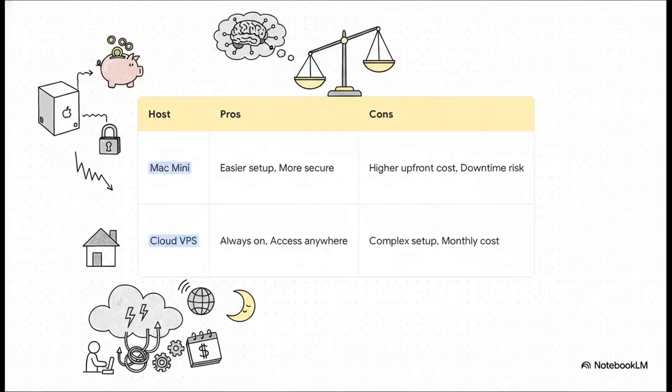So what's really interesting here are the trade-offs, right? On one hand, you could run it on a cloud server, a VPS, that's just a virtual private server, basically your own little computer living in a data center somewhere. It's always on, you can get to it from anywhere, but it's a bit more complicated to set up and you've got a monthly bill. On the other hand, you could just run it on a little machine at home, like a Mac Mini. That's way easier to set up, it's super secure because you own the physical hardware, but it costs more upfront. And hey, if the power goes out, your bot goes down with it.